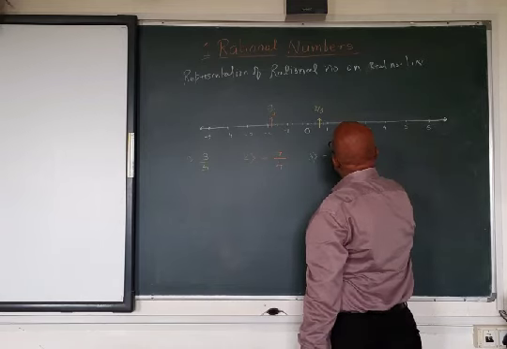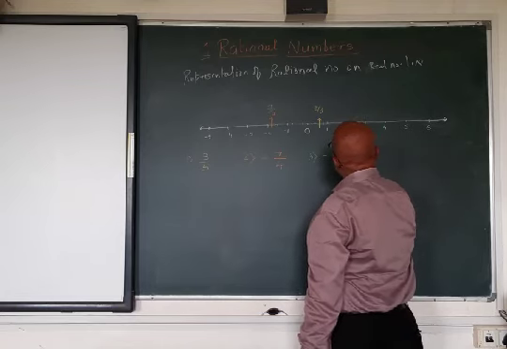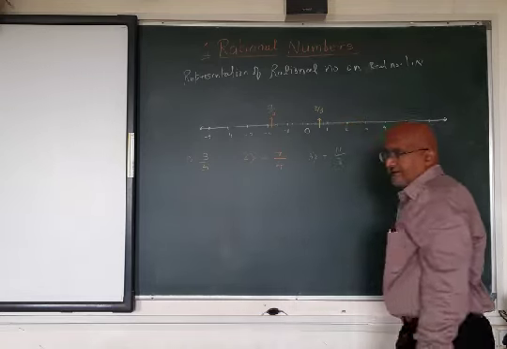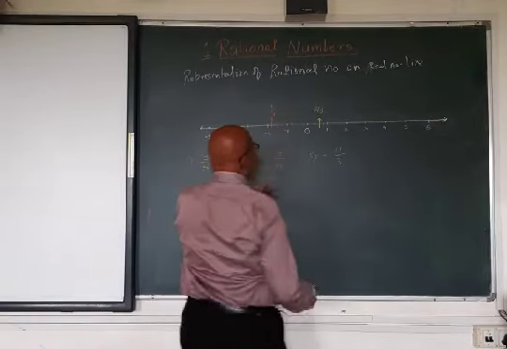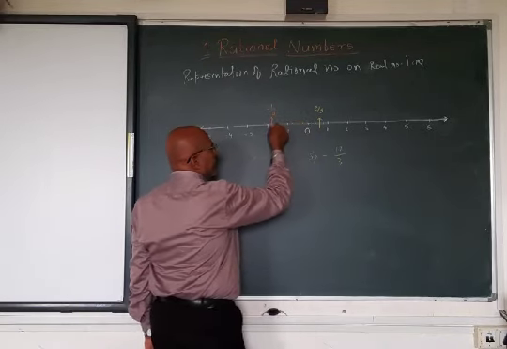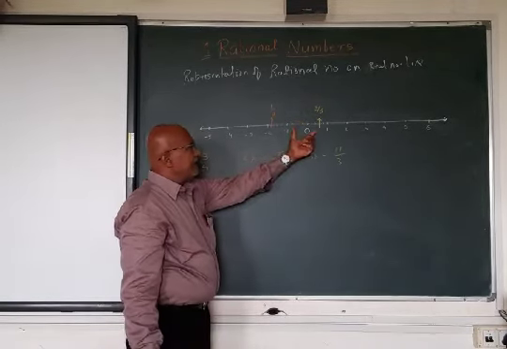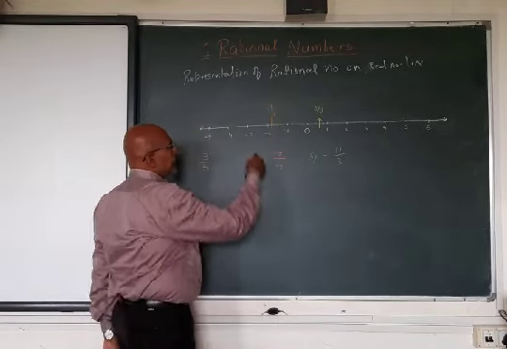17 upon 3. So we just have to divide each unit into 3 parts. I will not divide these two, because 3 and 3 is 6 only I get. So I can divide it further.